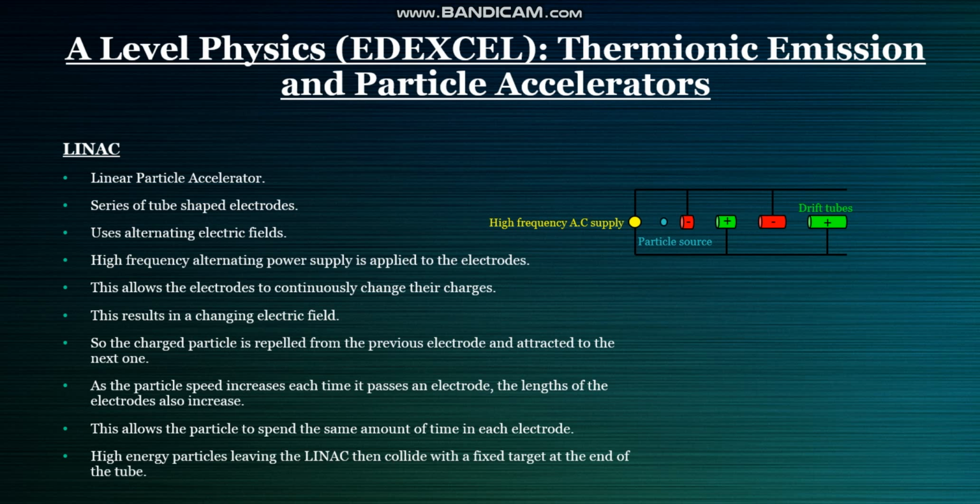So the charged particle is basically repelled from the previous electrode and attracted to the next one. And as the particle speed increases each time it passes an electrode, the lengths of those electrodes also increase, and this is to allow for the particle to spend the same amount of time in each electrode. High energy particles leaving the LINAC then collide with a fixed target at the end of the tube.